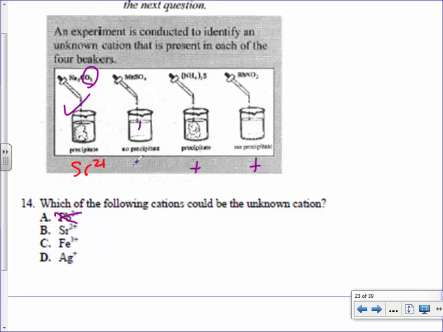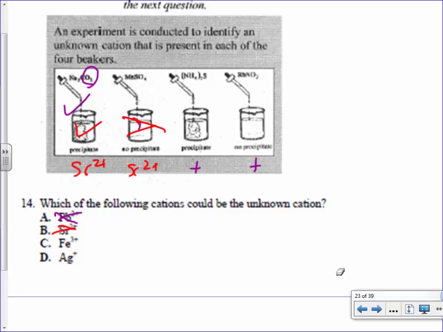Strontium 2+. So CO3 and strontium. Strontium is in the bottom category because it's not in group 1, so that actually fits for strontium. And then SO4, again, strontium is in the bottom category, which means it should be solid. But clearly this diagram shows that it's not solid. So strontium doesn't fit either. So that one's out.